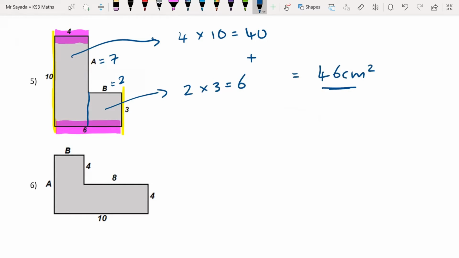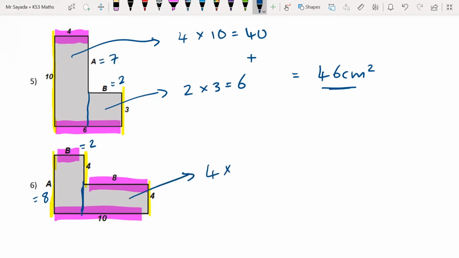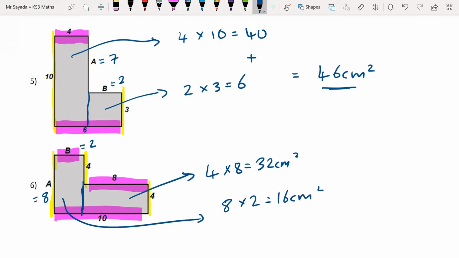This one down here, we firstly work out A. Let's do that in yellow. So A, that's 4, that's 4, so that means A must be 8. Let's now work out B. This is B, this is 8, this is 10, so that means B must be 2. Now we split it up into two separate rectangles. Let's work out the area of this rectangle. It's just 4 times 8, which is 32. And the area of this rectangle is 8 times 2, which is 16. Add them together, we get a total of 48 centimeters squared. So the compound shape has an area of 48 centimeters squared.